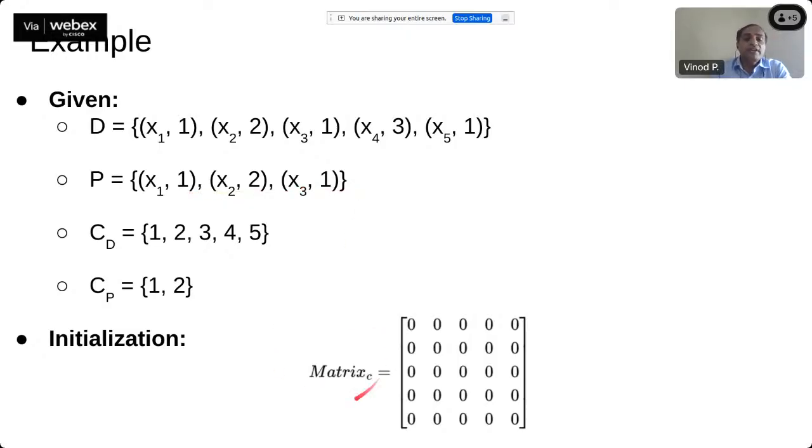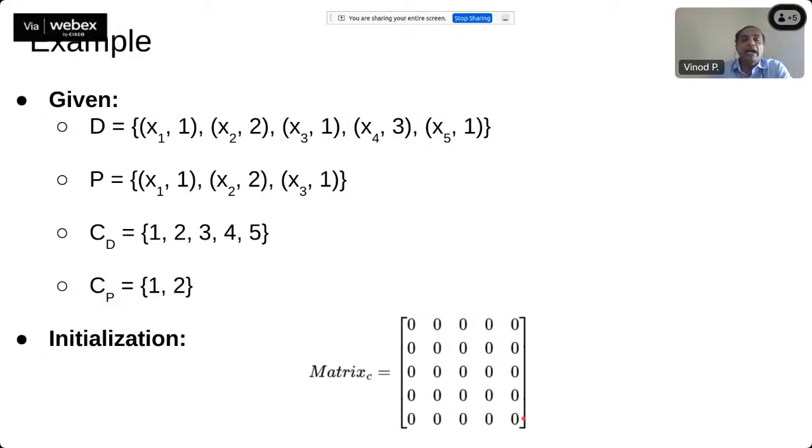So the first objective is to create the contrastive label. We start with an empty matrix of 5 rows and 5 columns. And why 5 rows and 5 columns? As I said, I assume that the total number of classes corresponding to my dataset is only 5. So I initialize 5 rows and 5 columns.